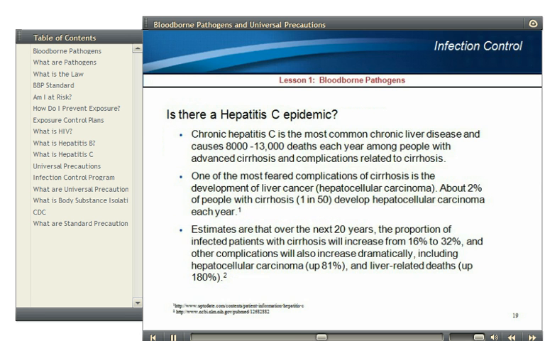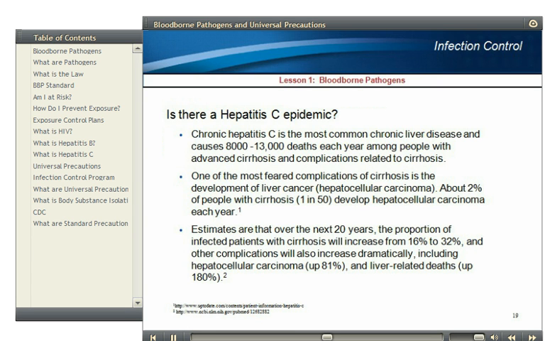Is there a hepatitis C epidemic? Chronic hepatitis C is the most common chronic liver disease and causes 8,000 to 13,000 deaths each year among people with advanced cirrhosis and complications related to cirrhosis. One of the most feared complications of cirrhosis is the development of liver cancer, hepatocellular carcinoma. About 2% of people with cirrhosis, 1 in 50, develop hepatocellular carcinoma each year.